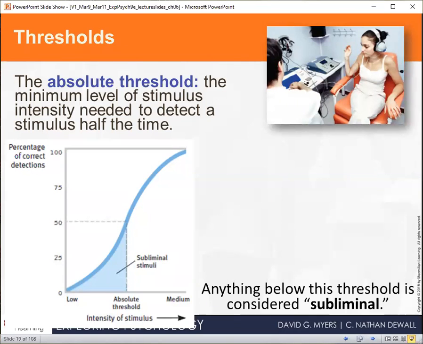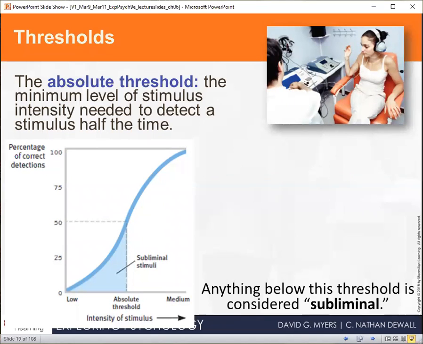So if we look at the gentle curve we have in the graph below here, we have the intensity of the stimulus at the bottom, and to the side we have the percentage of correct detections. And so at that 50% point, that represents the absolute threshold. The absolute threshold, meaning that we can detect that there's something there 50% of the time, and 50% of the time we don't. Let's look at a few examples of what we mean by absolute thresholds.